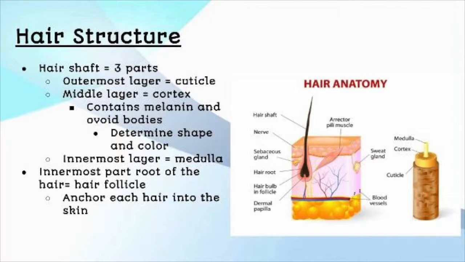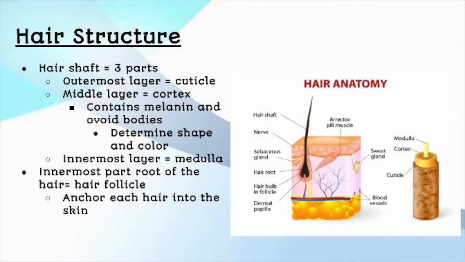The middle layer is more commonly referred to as the cortex. This layer contains melanin and ovoid bodies, which determine the color and shape of your hair. Thus, since everyone has differently colored and differently shaped hair, there must be different types of melanin, which we will explain later. The innermost layer is referred to as the medulla.